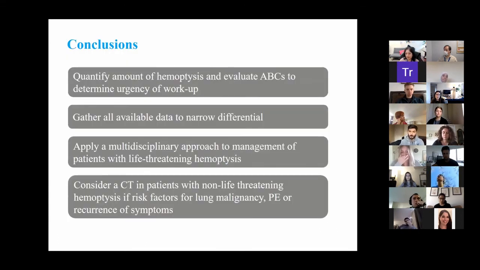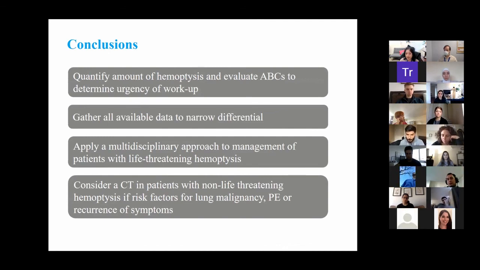So to conclude some of the main points, most importantly, when you get a call, quantify the amount of hemoptysis and evaluate ABCs to determine the urgency of your workup. Then you're going to spend some time gathering all the data that is available to narrow your differential and apply really a multidisciplinary approach to management. And remember to consider a CT in patients who have non-life-threatening hemoptysis but risk factors for lung malignancy, PE, or if they have recurrent hemoptysis.